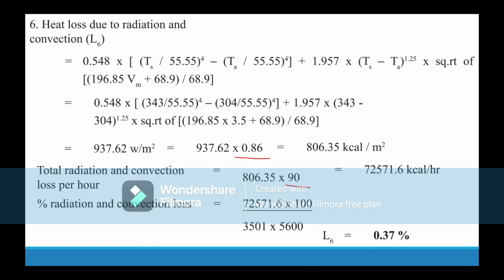Therefore, we can directly assume 0.5%, which is used to simplify the calculation. But in that problem, they are giving the relevant data. Then only we can calculate. Then only we calculated the values.